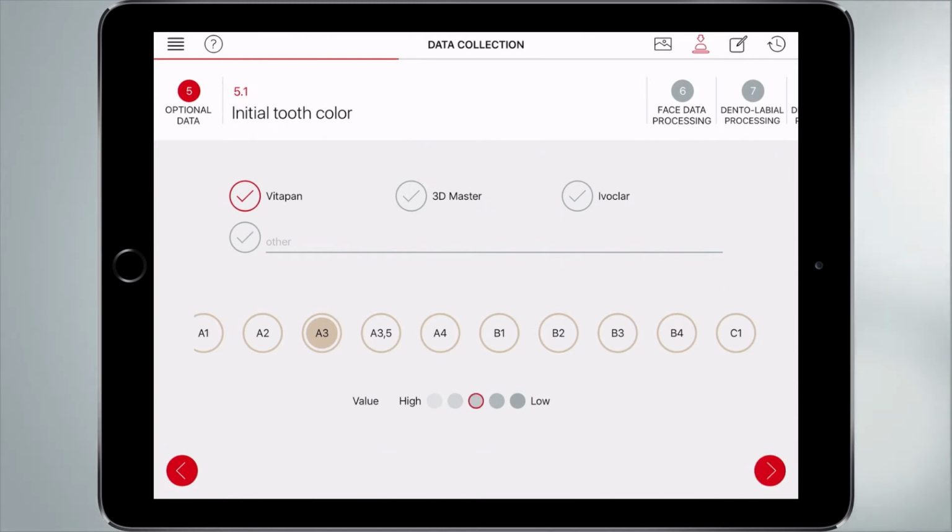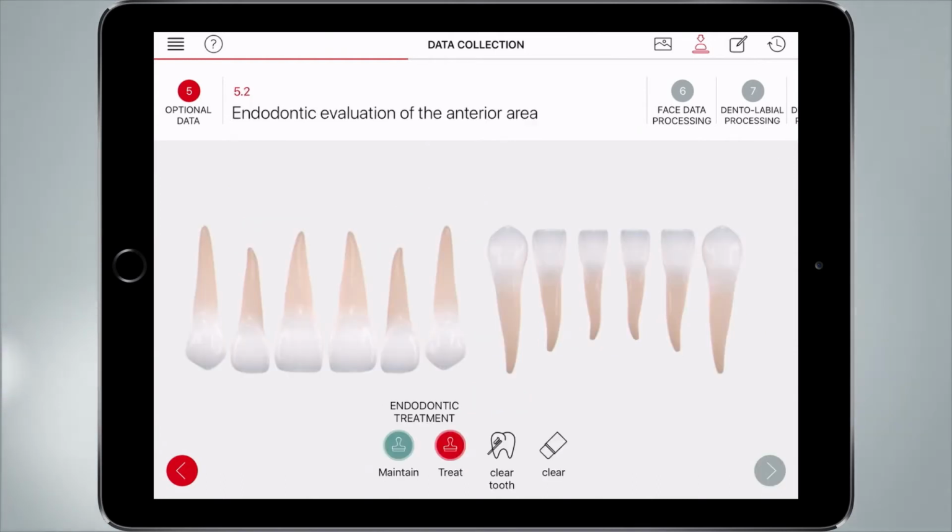Now we have a red arrow, so you can go ahead. And from step 5.1, we arrive at step 5.2. And we can evaluate the endodontic treatment done, or that has to be optimized in the patient. So maintain, you can push what you want, or clear it and treat it. Like in this case, it has to be treated. Okay, and that will be one possibility.